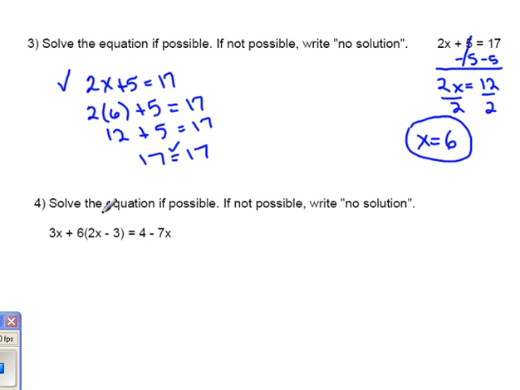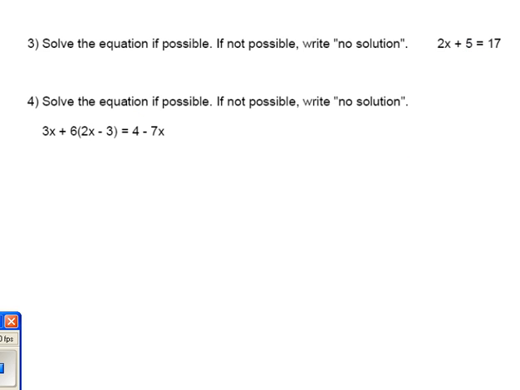Okay, problem number 4. Solve the equation if possible. If not possible, write no solution. Okay, the first thing you have to do is clear parentheses by using the distributive property here. So bring down the 3x. 6 times 2x is 12x. 6 times negative 3 is negative 18. And just bring down the other side. There's nothing to do there.